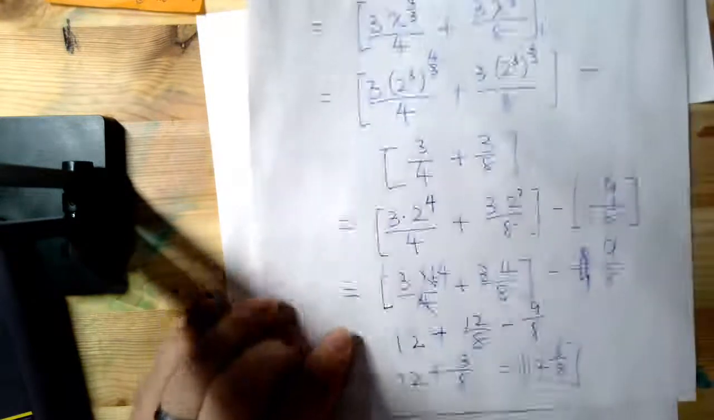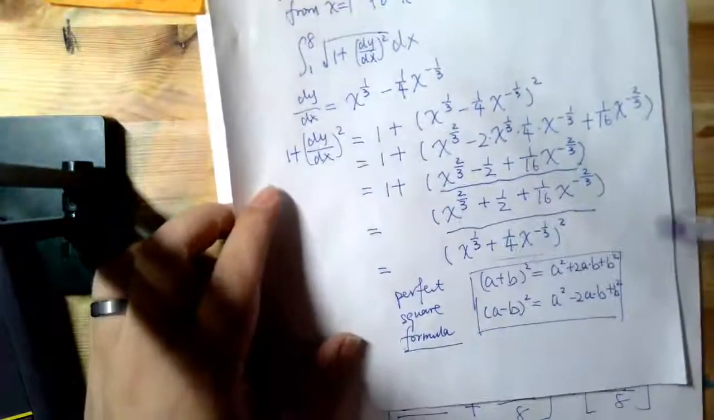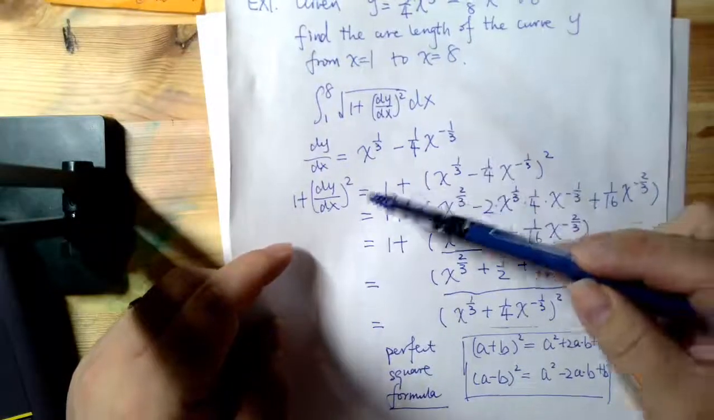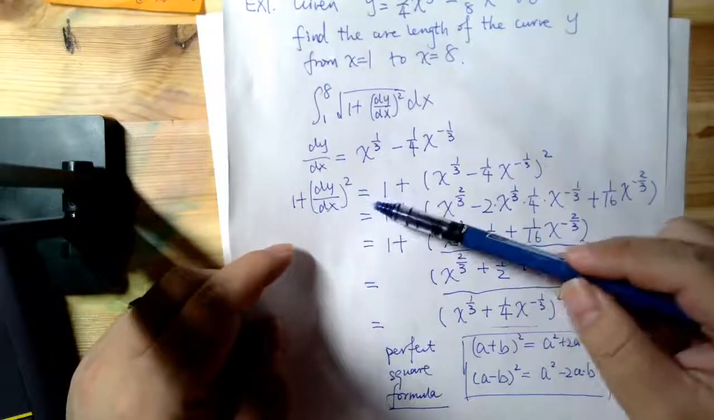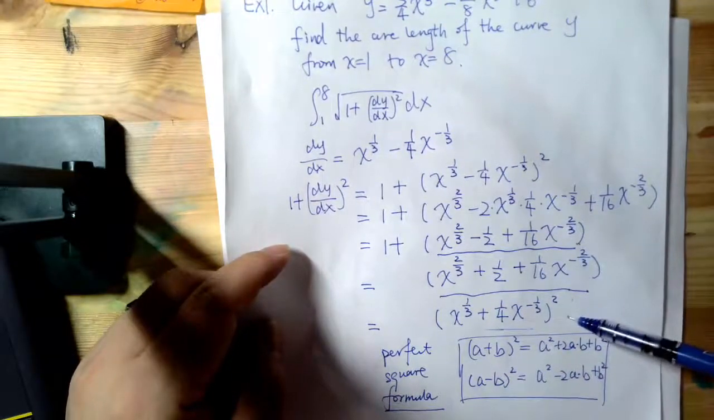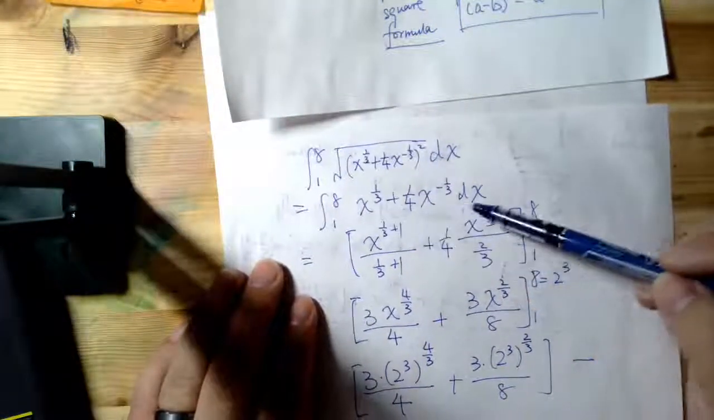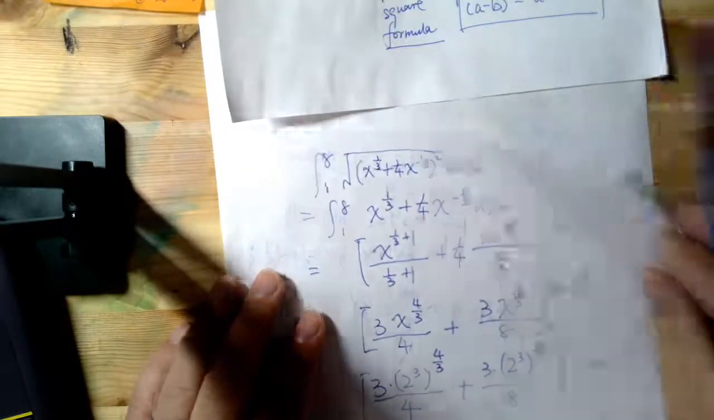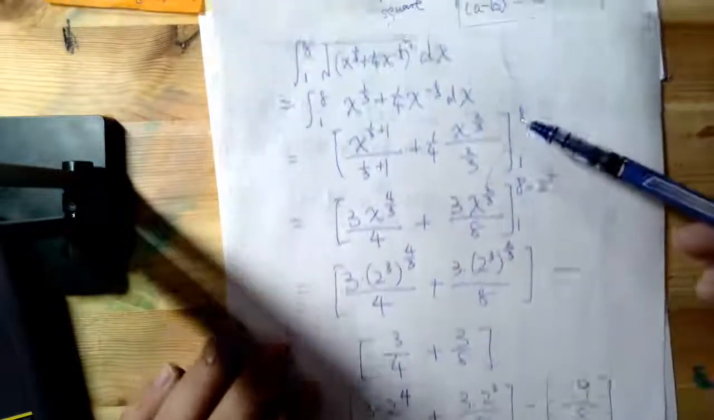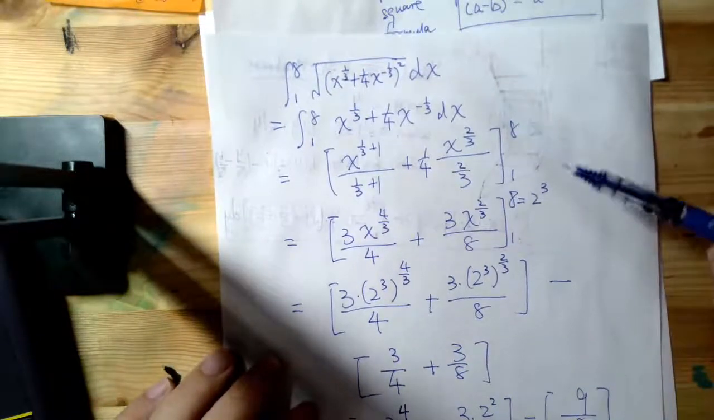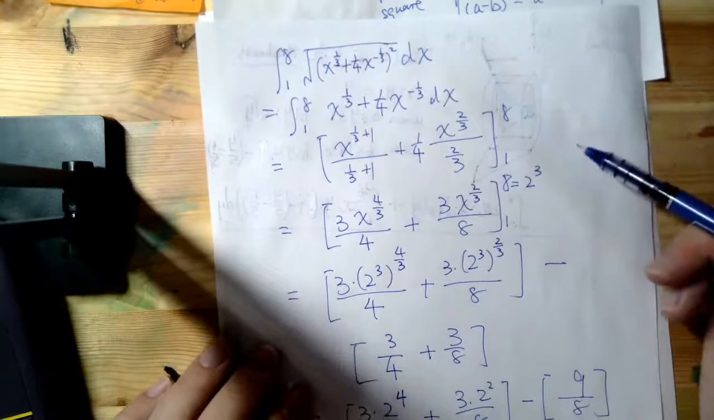So we're done. I think the key for this problem, as a reminder, is how we take the derivative, calculate this 1 plus (dy/dx) squared, rewrite it into a perfect square form, and then plug it back into the integral. The square root and the square cancel out, and then from here to the very end, it's a simple definite integral problem. I hope you enjoyed this. Thanks.